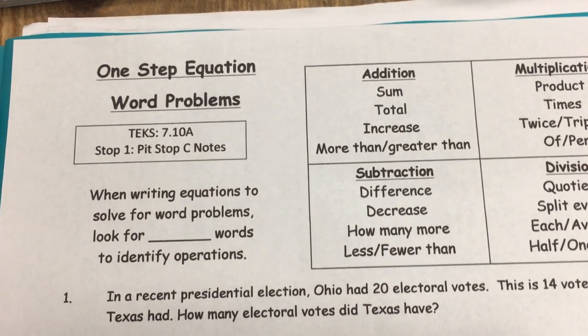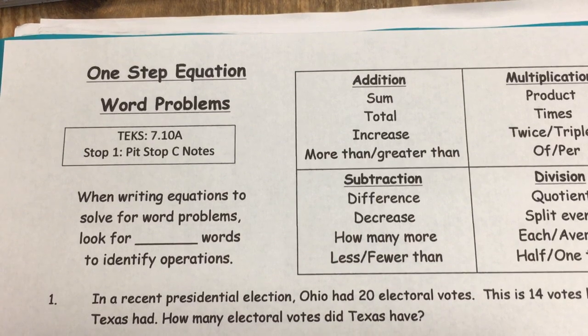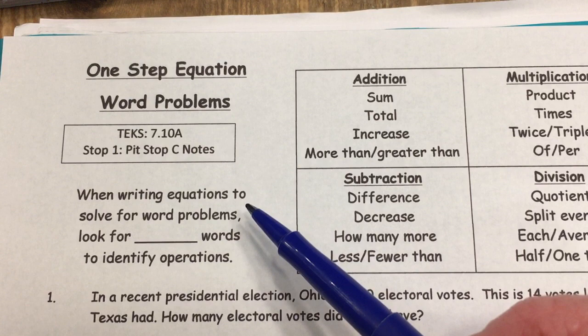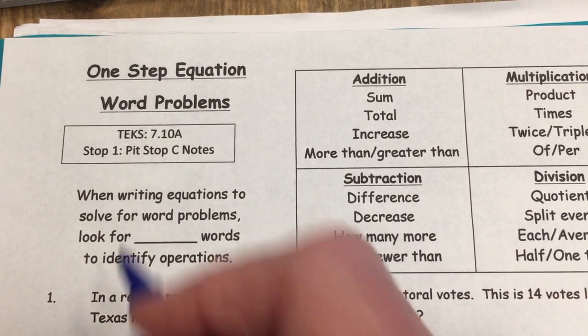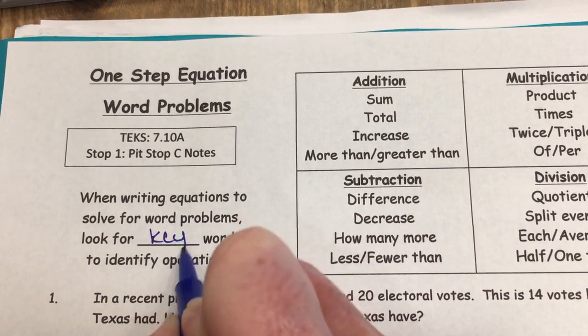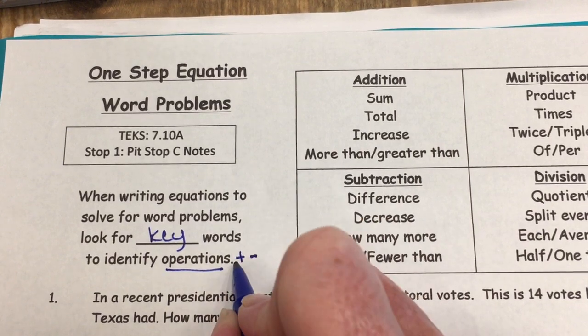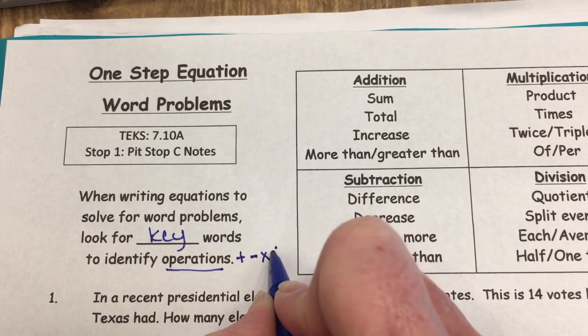This video is about solving one-step equation word problems. All right, so when we're going to write equations to solve word problems, the thing we're going to have to look for are keywords to help us identify their operations. And by operations, we just mean plus, or adding, subtracting, multiplying, and dividing.